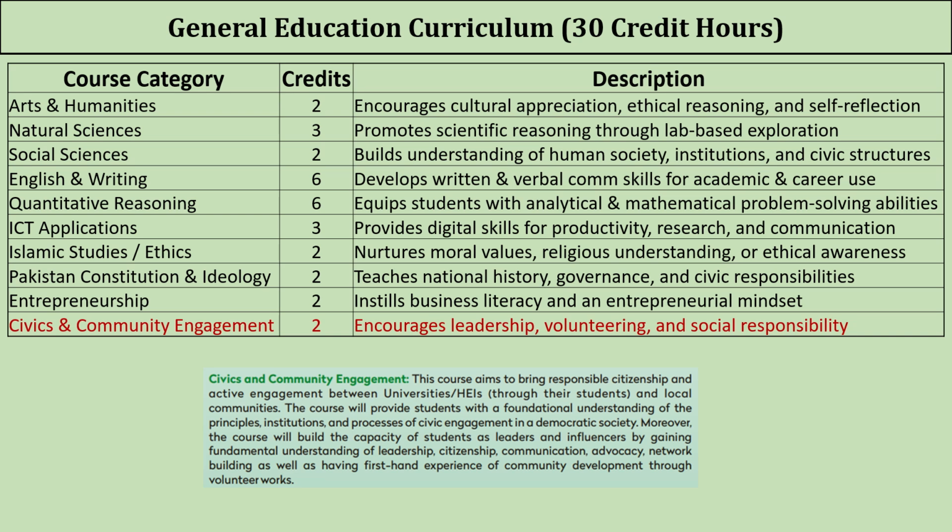General education is not just a set of required courses, it's the foundation for personal and professional growth. These 30 credit hours are meant to equip students with a well-rounded worldview, effective communication and analytical reasoning, ethical decision making, and civic consciousness. Whether a student becomes a scientist, entrepreneur, teacher, or policymaker, these skills are vital in every role they will play in society. That's why this component is compulsory in both 2 year and 4-year degree programs.